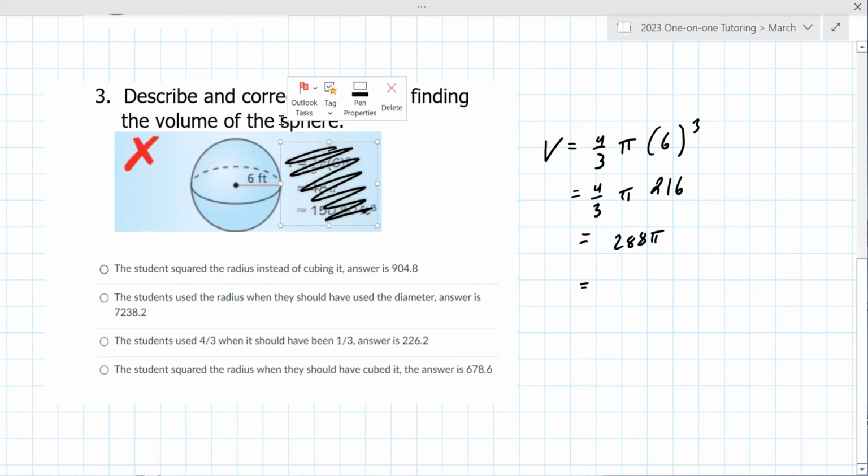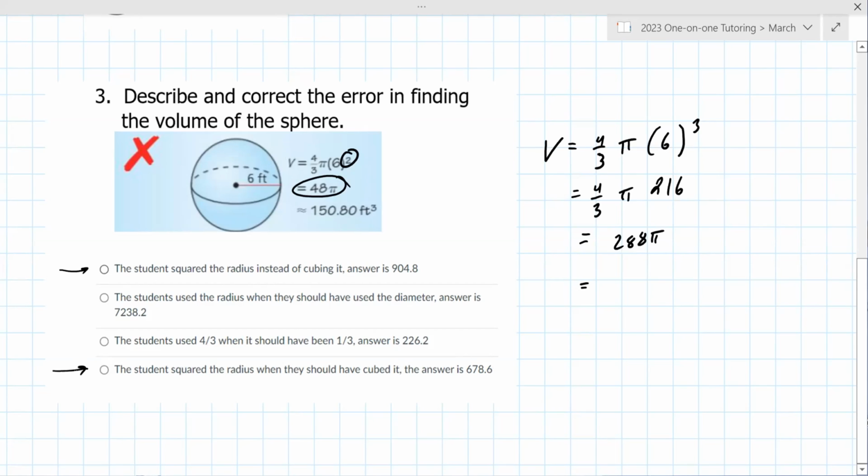So again, why do I do this? Because now when we go back, we can see where the error is. We can see that this is wrong. It's not 48 pi. They also used the wrong formula as well. Maybe the student squared the radius instead of cubing it. So we've got to decide whether it's this one or this one. We need to get the right answer. I got 904.8. Yes.